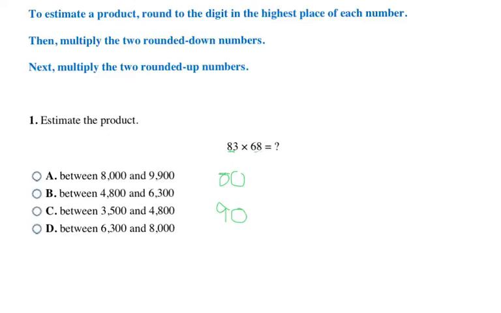And I'm going to do the same thing with the 68. I'm going to be looking at 6. And if I round down, that means the 6 stays the same, and I fill in zeros, that would be 60.